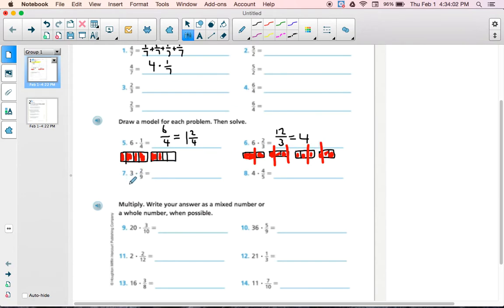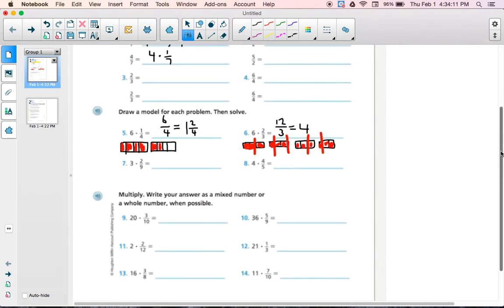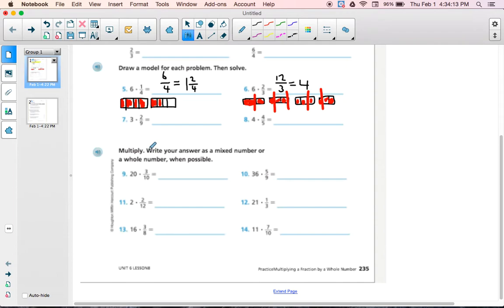But anyways, so see if you can do these last two, 7 and 8, using this. Draw the model and then show your work. Alrighty, so multiply, write your answer as a mixed number or a whole number when possible. So all you have to do here is you're saying there are 20 3/10. 20 times 3 is 60. There are 60 tenths.